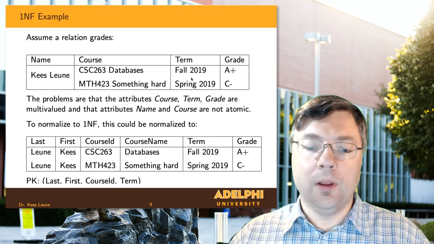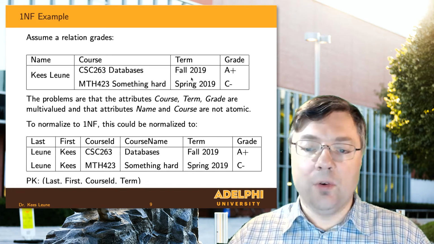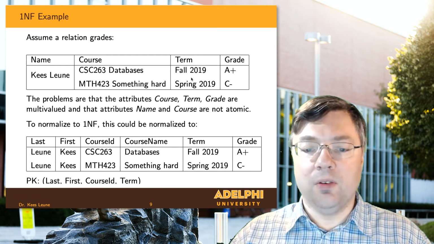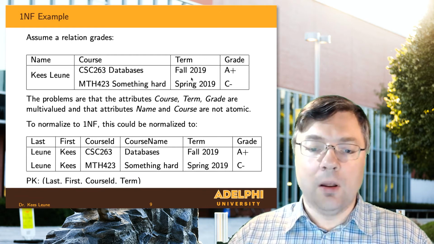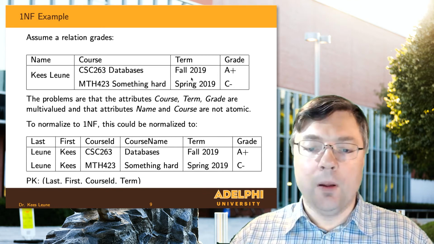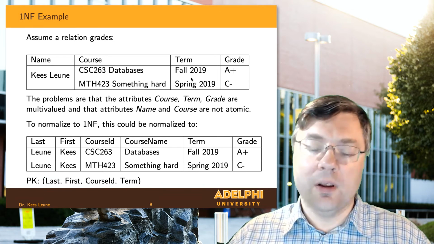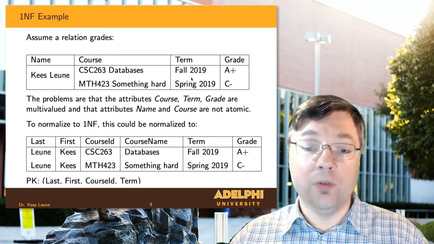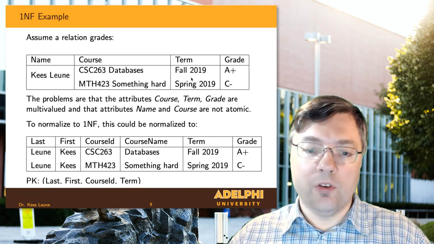So for example, here I am, Kees Leune, and I have received grades for CSC 263 Databases and Math 423, which is something hard. But notice that there is no horizontal line between the courses or between the terms or the grades, and that signifies, in this case, that that is multi-valued. So if I start looking at this, I have a whole bunch of problems.